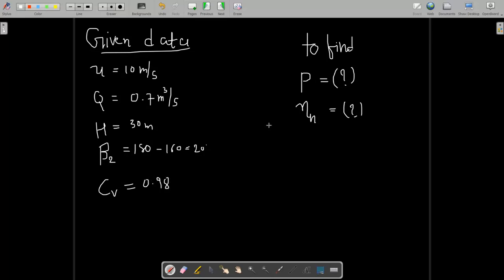So here we know power is equal to force into velocity, but the velocity is relative velocity V minus U. V means velocity of the jet and U is the bucket speed, but velocity of jet is not given to us. So first we will find velocity of jet.